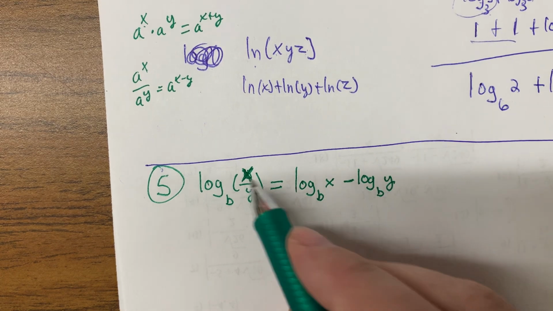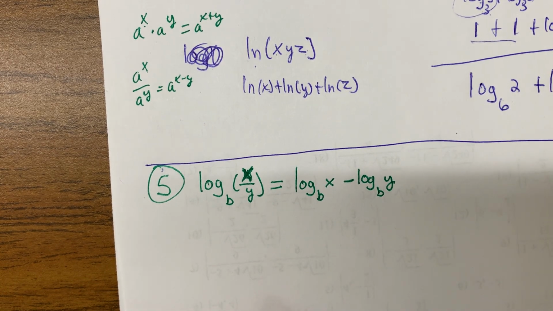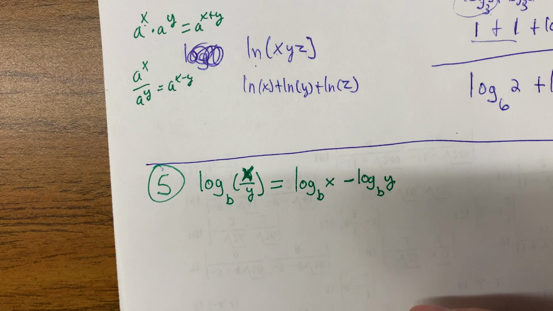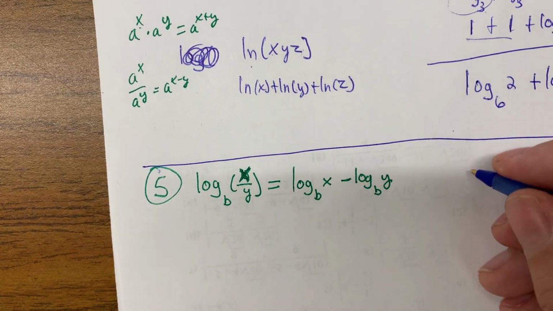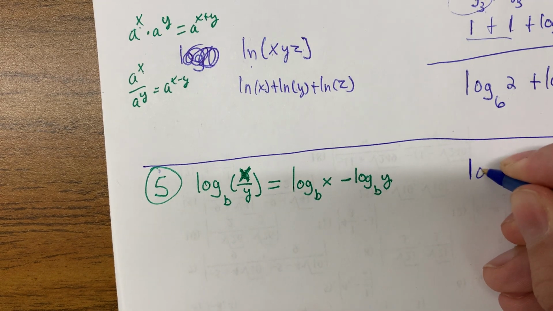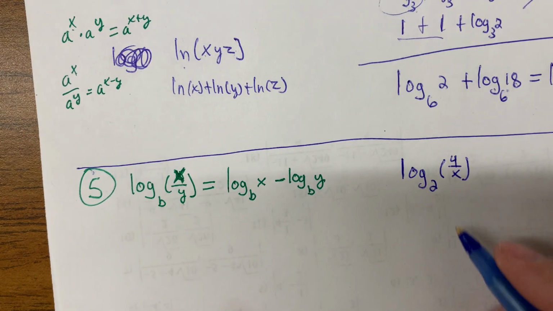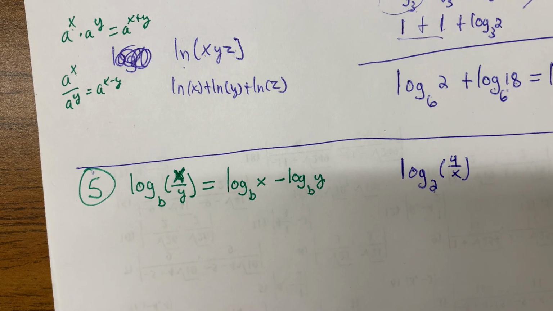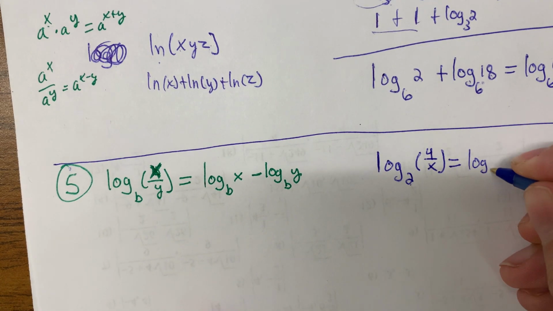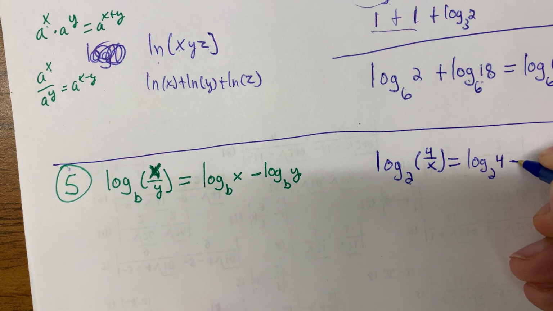So if there are 2 things inside of a log subtracting or dividing, you can split it up into 2 different logs that are individually subtracting. Let me show you a cool thing we can do here. Let's say we have log base 2 of 4 over x. Okay, so I've got a log with a base and it's dividing. What log should this split up into? Well, hopefully we know it's log base 2 of 4 minus log base 2 of x.